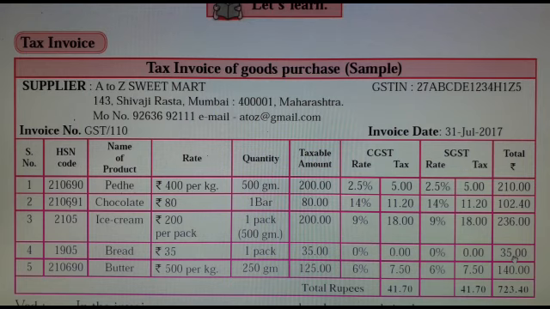To the right upper corner, GSTIN number, that is 15-digit alphanumerals. That means there are 15 digits, some alphabets are there and some numerals are there. Below that, date is mentioned, 31st July 2017.